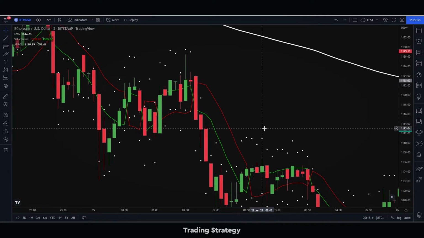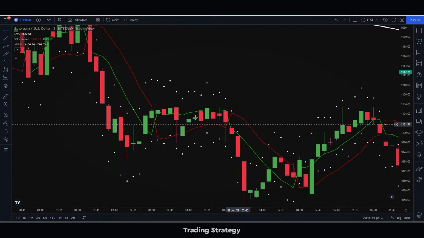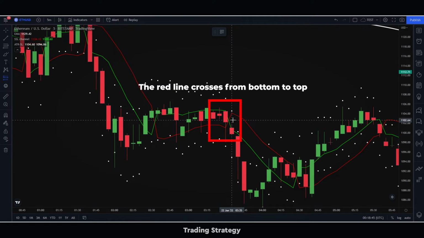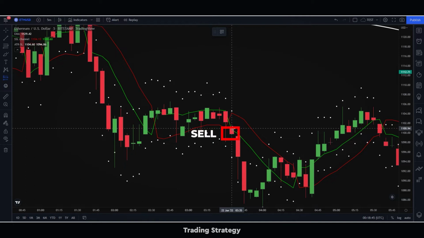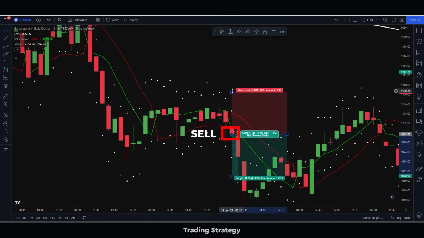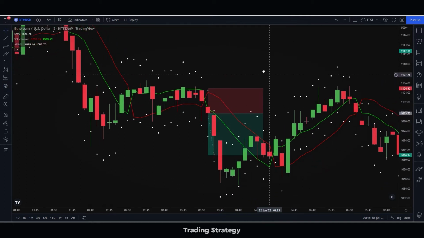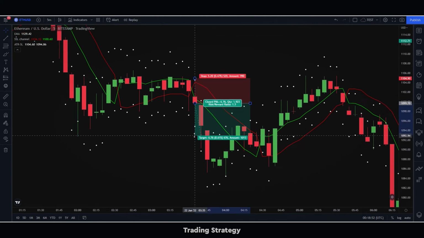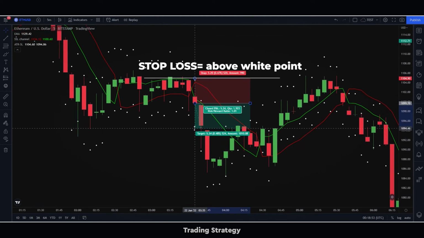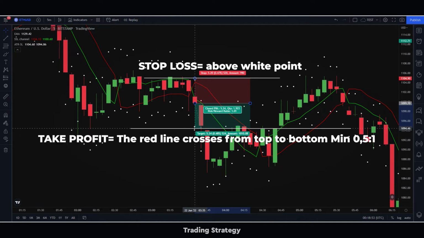In the case of wanting to open a sell trade, we will wait for the price to be below the 200-period EMA, and on the SSL, the red line crosses the green one from the bottom up. If this happens, we will carry out the sell operation. We will place our stop loss above the white point of the candle in which we sell, and we will close the operation when in the SSL, the green line crosses the red one from the bottom up, as long as we have a minimum risk-benefit ratio of 0.5 to 1.